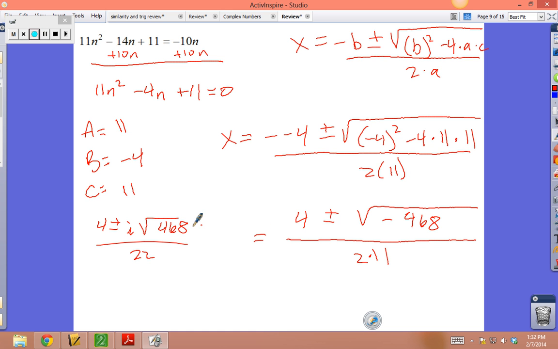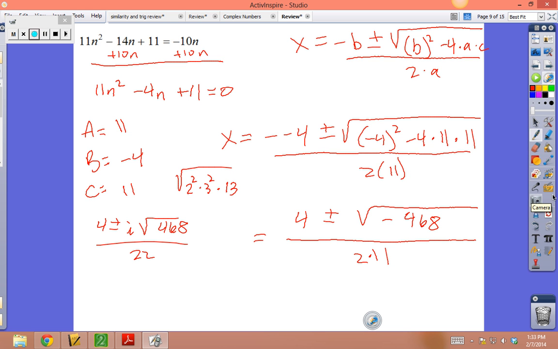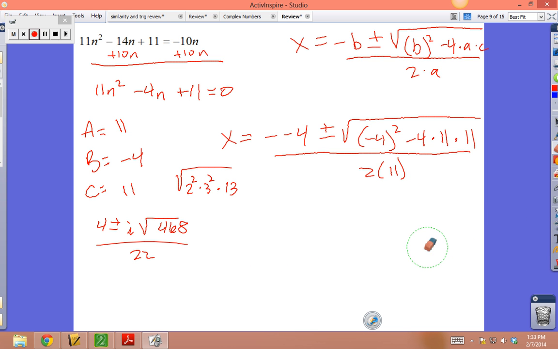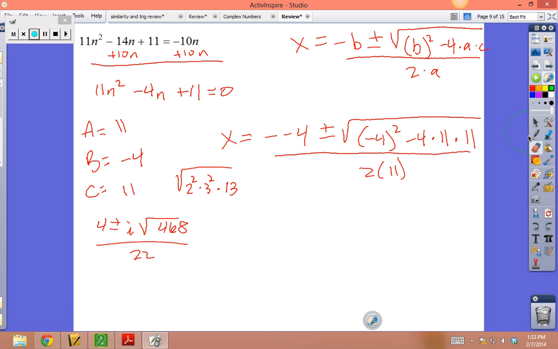Now if you, on your calculator, hit 468, factor 468, does that give you 2 squared times 3 squared times 13? Factor 468 and it should give you 2 squared, 3 squared times 13. So that means you're going to swap that out for the 468. So what you can pull out, you can pull a 2 out, you can pull a 3 out.